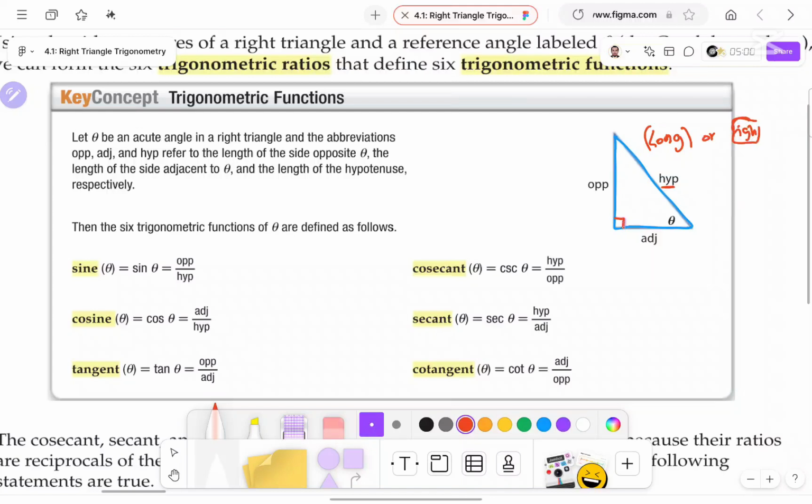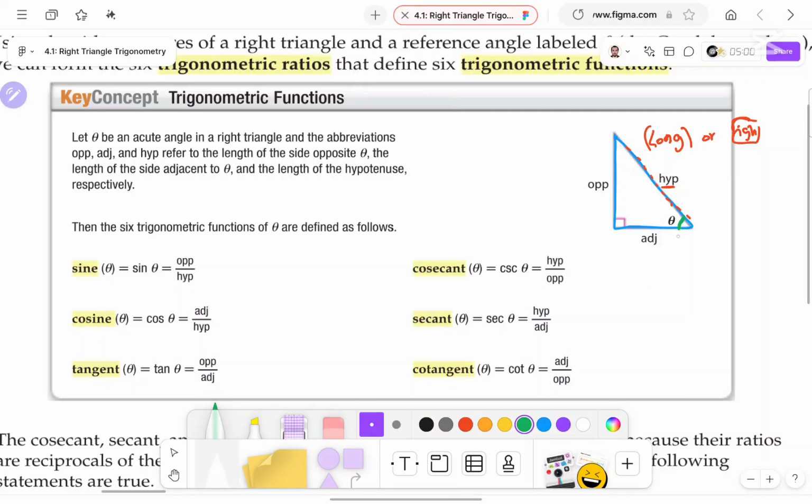Which one is the right angle? This one is the right angle. So which side is opposite? This side here. So of course this one will be my hypotenuse. Now the adjacent and the opposite are determined by the given theta.